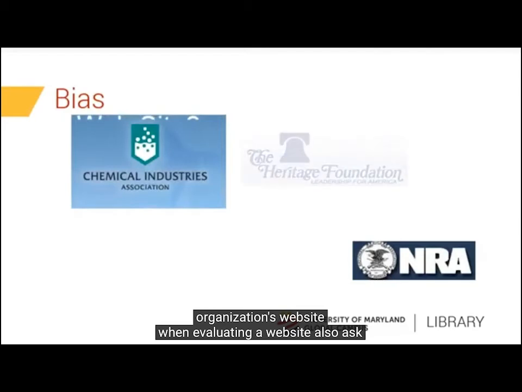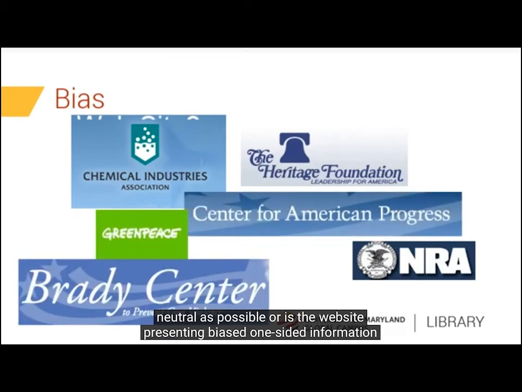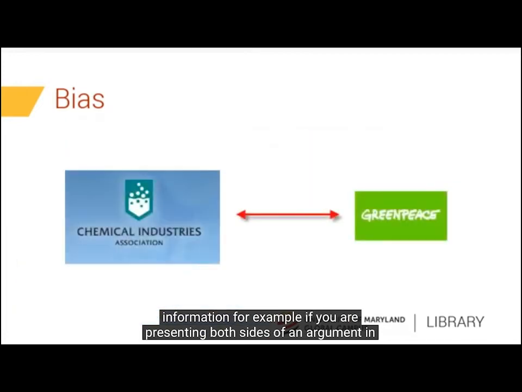When evaluating a website, also ask yourself, does the website present information that is objective and neutral as possible, or is the website presenting biased, one-sided information? Depending on your research project, it may be appropriate for you to use biased information. For example, if you are presenting both sides of an argument in a pro-con essay about the chemical industry and environmental groups, you could cite information from a chemical industry association and from environmental activists. But you need to be aware of possible bias in a website and use, or not use, that website accordingly.